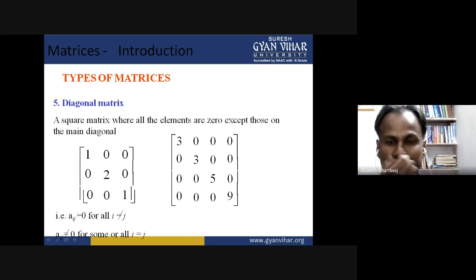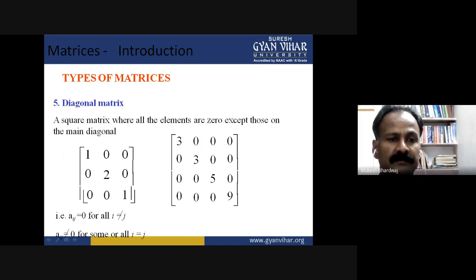So a diagonal from top left to right bottom is known as the main diagonal, and the opposite diagonal is known as the reverse diagonal. So we can say that a diagonal matrix is a matrix in which the main diagonal elements are non-zero and all the other elements are zero. Then the said matrix is said to be a diagonal matrix.